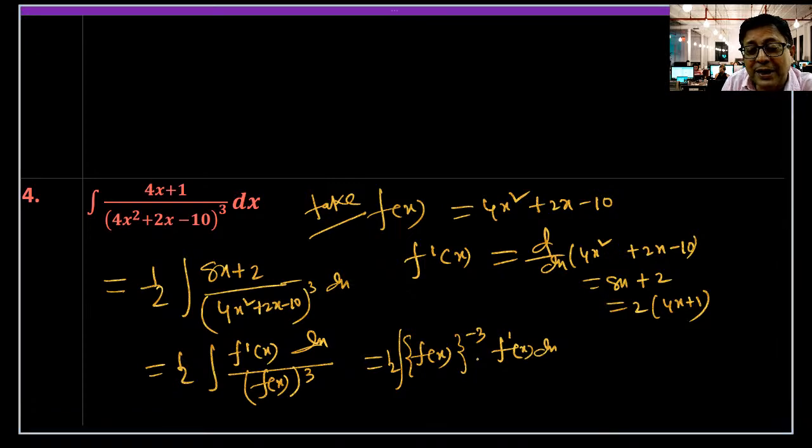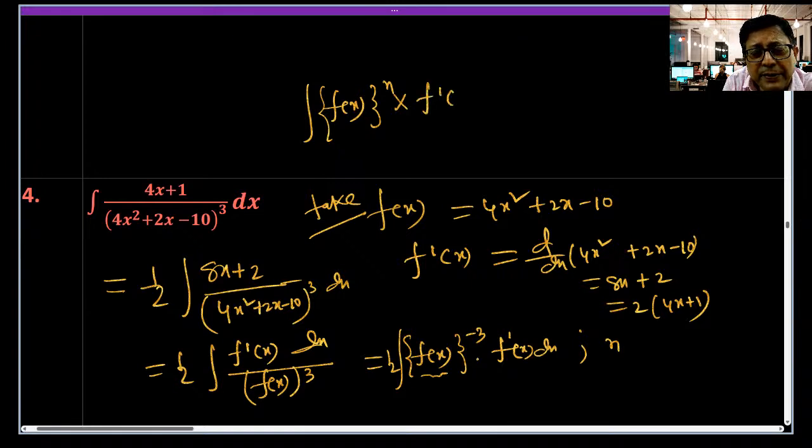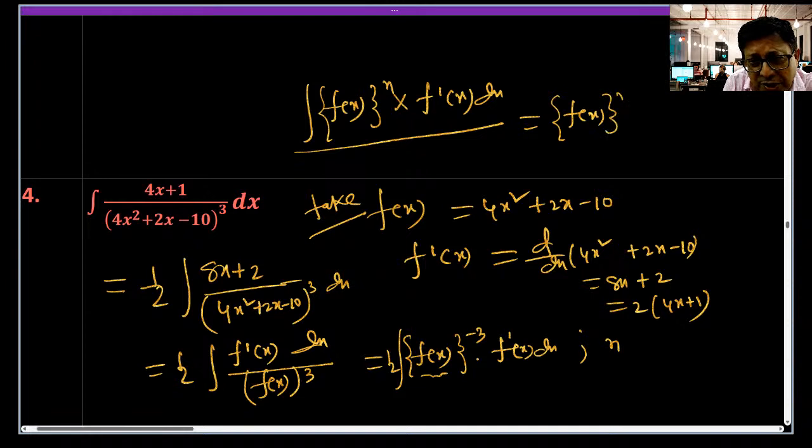f(x) to the power n f'(x) dx. f(x) to the power n. n is what here? I remind you again, f(x) to the power n into f'(x) dx. The formula you know, we started with this only. It will be f(x) to the power n plus 1 by n plus 1 plus c.